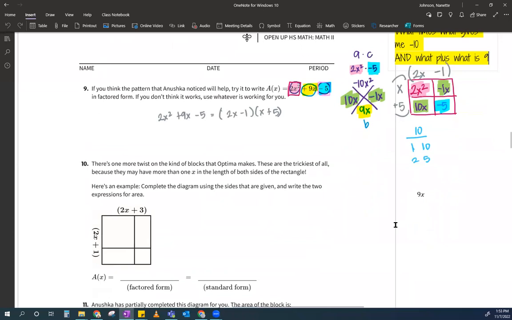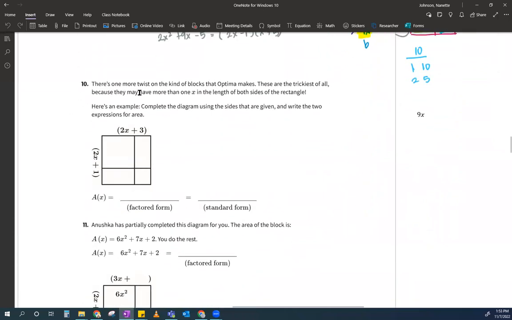Okay. Let's continue. It says there's one more twist of the kind of blocks that Optima gets. These are the trickiest of all because they may have more than one X in the length of both sides of the rectangle. Here's an example. Complete the diagram using the sides that are given and write the two expressions for the area. Okay. So I'm going to pause right here and let you try this. Fill in this rectangle right here and fill in the factored form and the standard form.